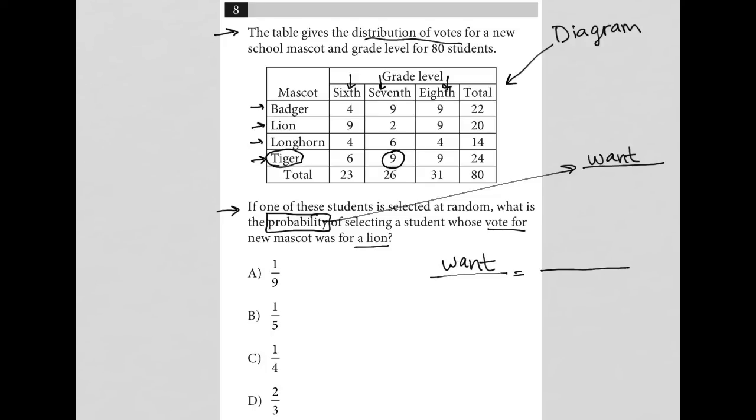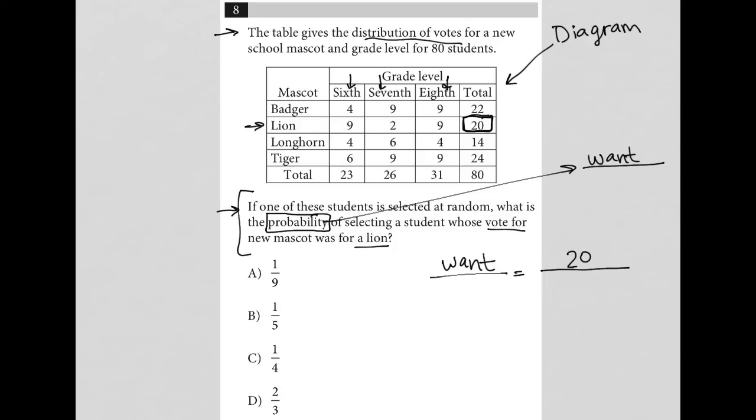We want the number of students who voted for the mascot for a lion. Let me just clean this up for a second. So the lion is here, and there's a total of 20 students. There's no information in the question saying that we should distinguish between what grade they came from. So I'm going to go straight to the total category. So there were a total of 20 votes for lion, so that's my numerator.